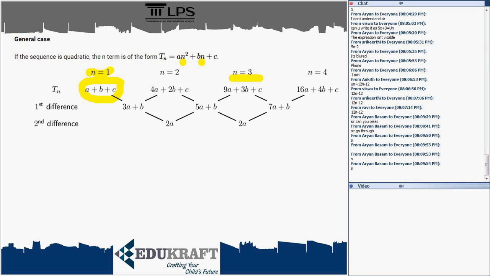If I find the difference between these two, I get 3A plus B, and then 5A plus B, and when I find the difference between these two, I have the difference is 2A.